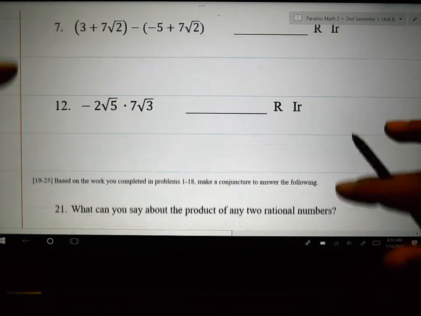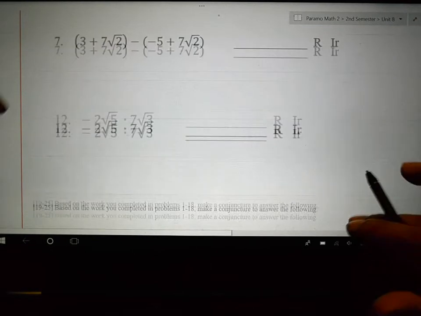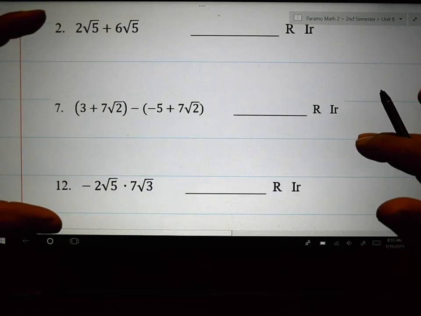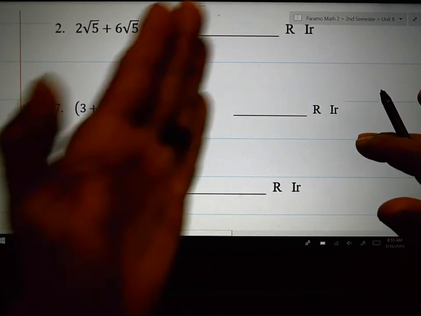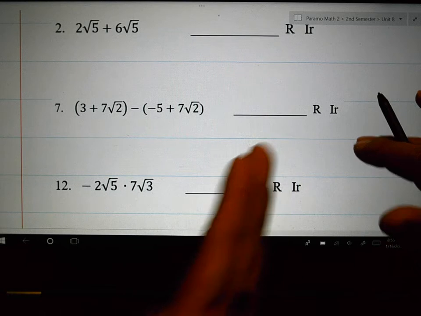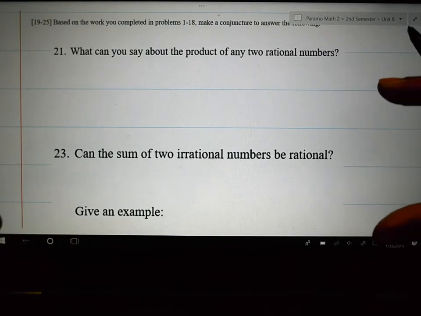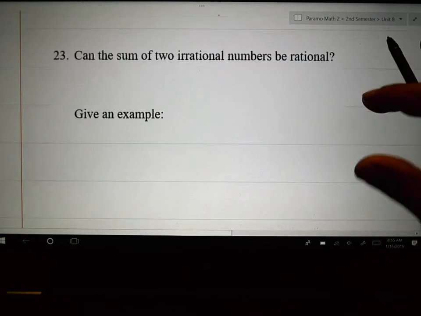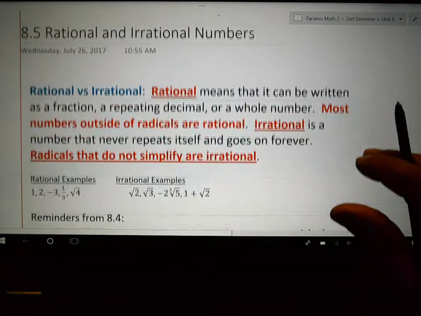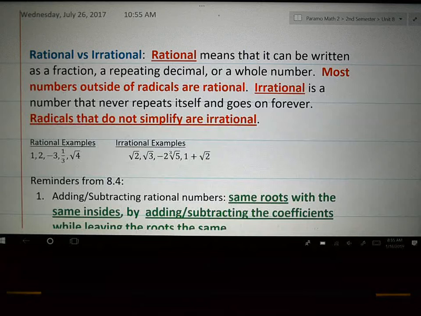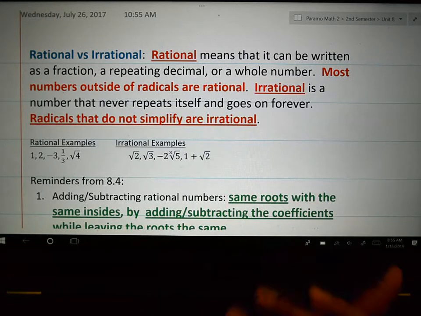Okay? So I have several examples here from the first half of the worksheet. You're going to be doing them, and then you circle R or IR. And then we have the ones that, in my opinion, are a couple levels harder. We'll talk about those in just a little bit. So let's go back to the beginning. What is a rational number? A rational number, by definition, is a number that ends or that is a repeating decimal. It's something that can be written as a fraction.